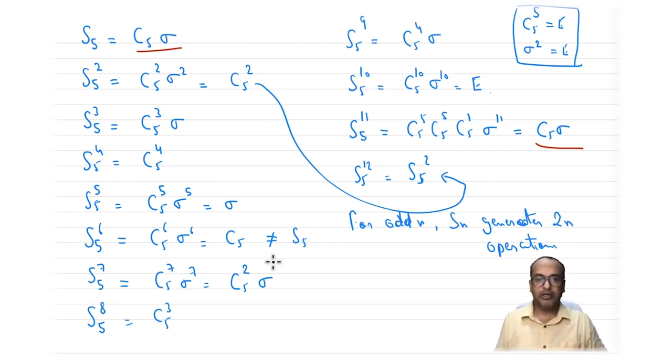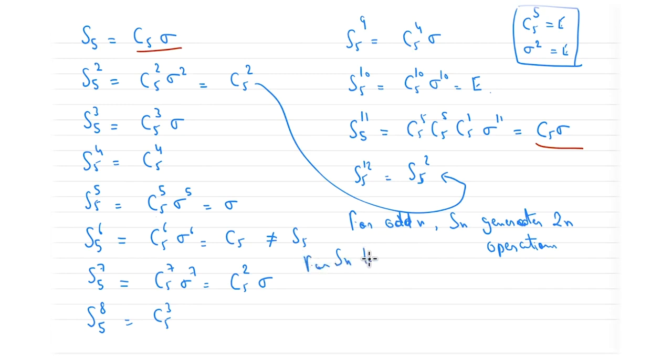And one more point here is that for Sn to exist, Cn and sigma must exist independently. So this is for odd n. Okay. So for odd n, for Sn to exist, Cn and sigma must exist independently.